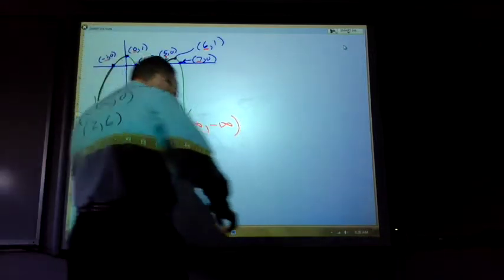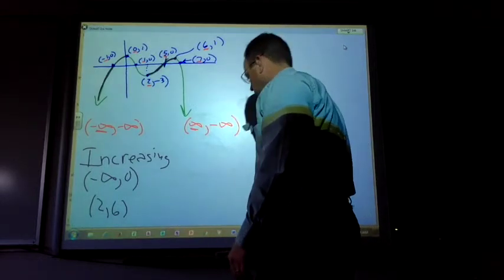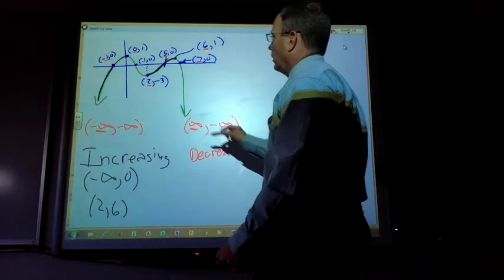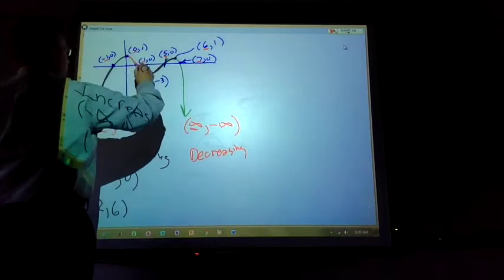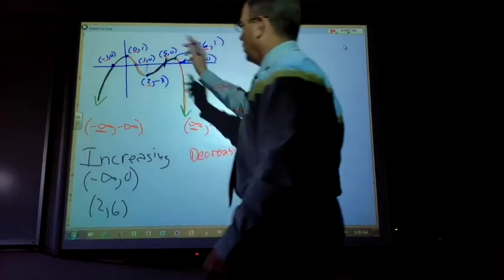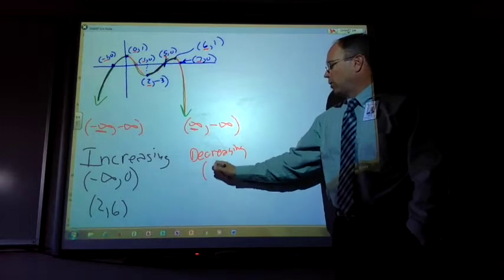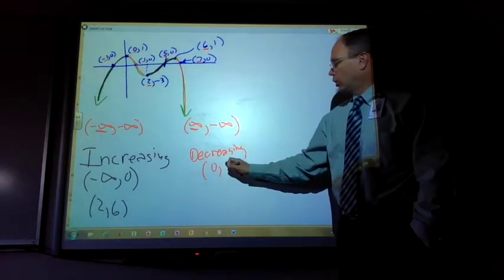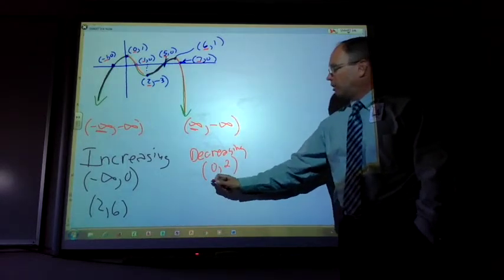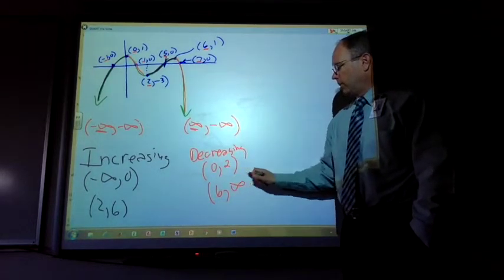Okay. Where is this graph decreasing? There's only really here, agree, and here. So on that first one, where is it decreasing? What interval? Using the x's only. 0 to what? To 2. Where is it increasing on the next one? 6 to, x's only, infinity. Okay?